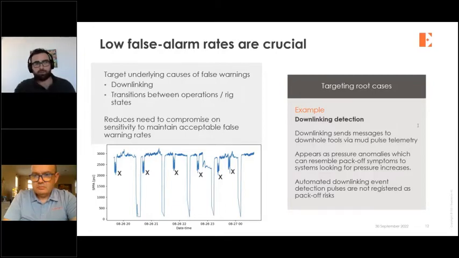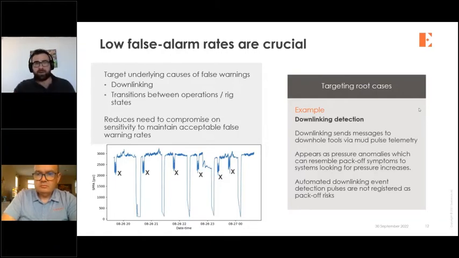So if you have tools which are monitoring pressure, this can interfere with them a little bit and be a source of false warnings. However, you don't need to compromise on this. These things can be detected by other tools. If you have a risk detection tool based on the pressure, but also something that can detect downlinking, then you can drastically cut down the number of false alarms, while not having to compromise on the sensitivity versus false alarm rates of a tool.